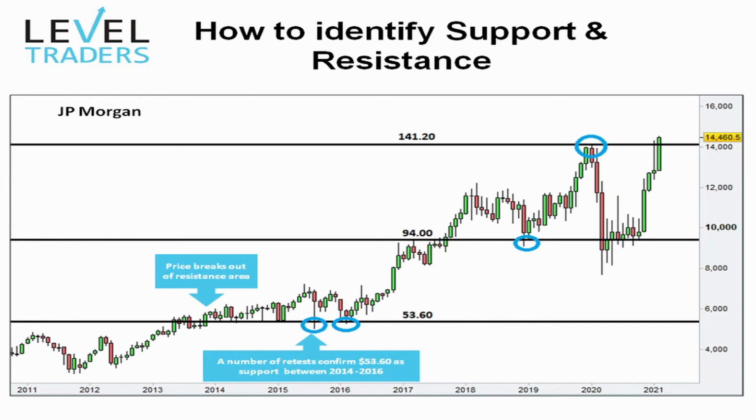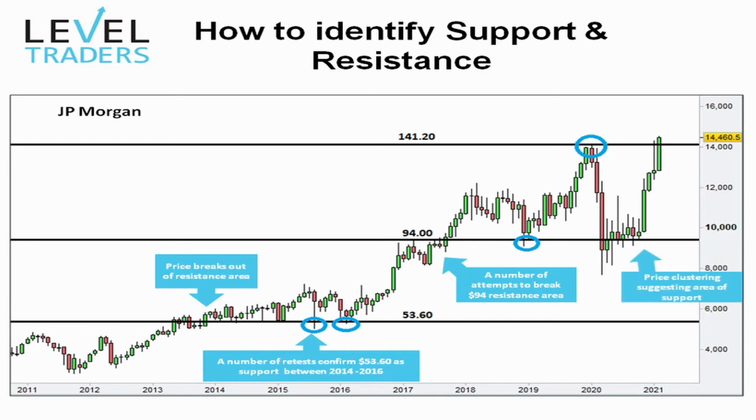If we then look at $94, price broke above that area in late 2017 before having a major retest of that area at the start of 2019, which I've circled. However, if you look at the price, it attempted to break that 94 area on multiple occasions before prevailing. You've then got a clustering of price action nearly all the way through 2020. Price even closed below 94 at the height of the pandemic before rebounding emphatically.